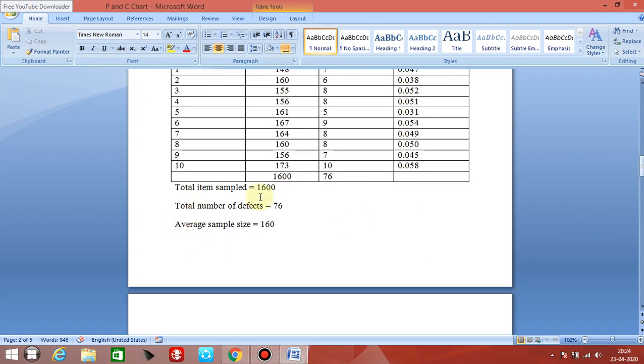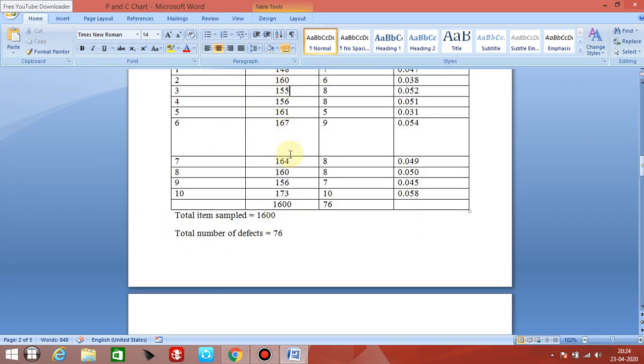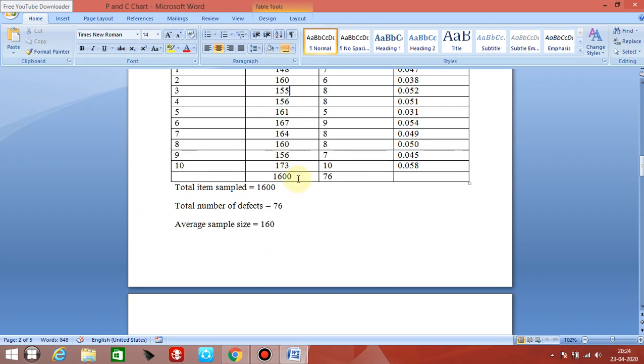Now what is the total sample? You have to add all the samples. Now you will get the total items sampled as 1600. And the total number of defectives, add all the defectives, it is 76. And what is the average sample size? 1600 divided by total number of samples, that is 1600 divided by 10. So that is 160.